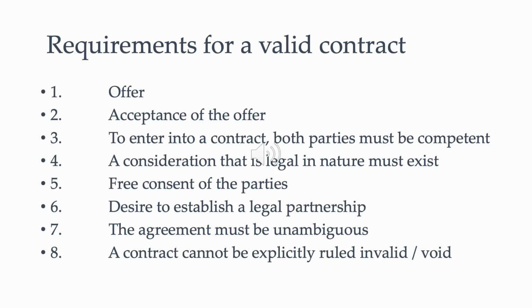Now if we discuss the requirements for a valid contract, first an offer should be made, then there should be an acceptance of the offer. Then to enter into a contract, both parties must be competent. Consideration that is legal in nature must exist. So there should be a legal consideration as well. Then there should be free consent of the parties. And there should be a desire to establish a legal relationship. Now the agreements must be unambiguous. It should not be ambiguous. The language should be clear. And a contract cannot be expressly declared invalid or void.